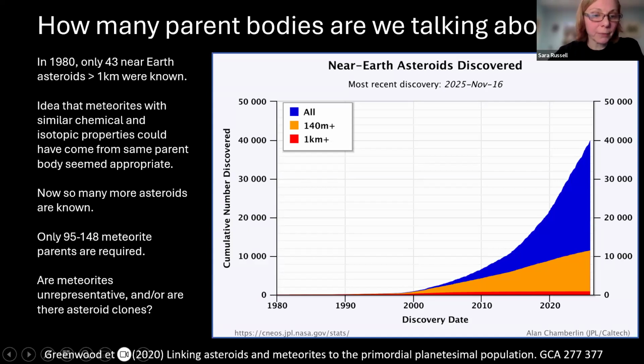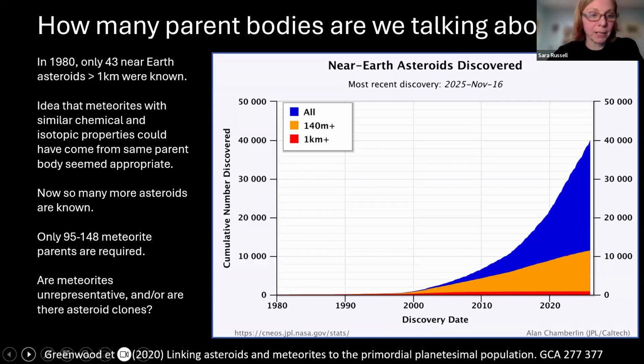But Richard Greenwood's work showed that only 95 to 148 meteorite parent bodies are required to explain all of our meteorite collection. So then the question is, are meteorites unrepresentative of what's out there? That's almost certainly true. But they also have other ideas as well. So it could be that there are a smaller number of parent asteroids which then broke up into smaller asteroids. But then also, I think this is an interesting idea that Greenwood et al. suggested. There are asteroid clones. That is, there are asteroids that are similar to each other and produce similar meteorites.